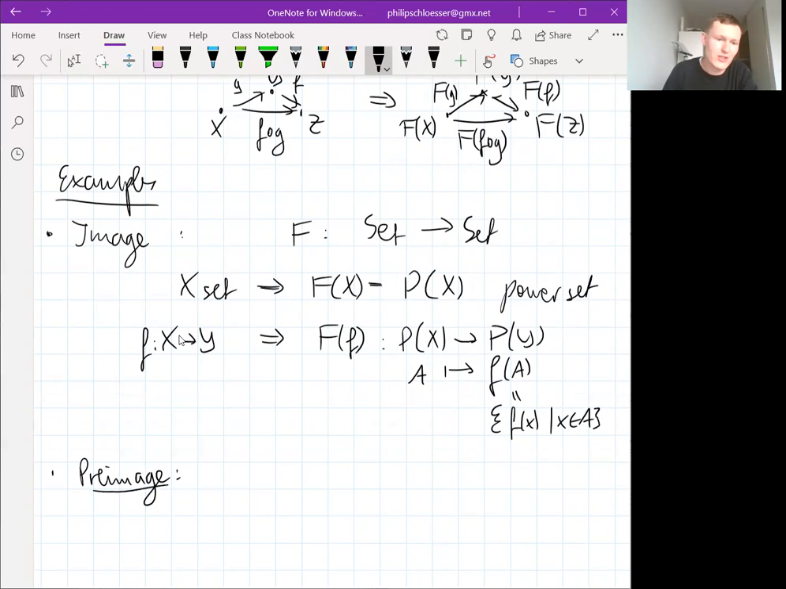Secondly, the pre-image. And this is a bit more interesting because this is where the opposite construction comes in, because the pre-image functor doesn't go from Set to Set, it goes from Set-op to Set.